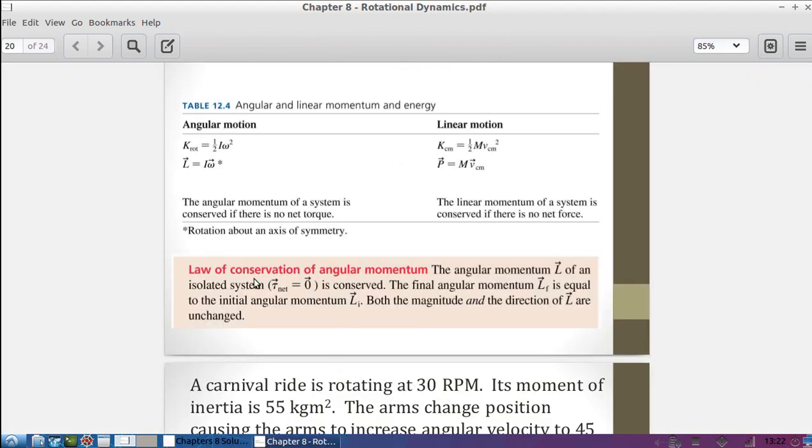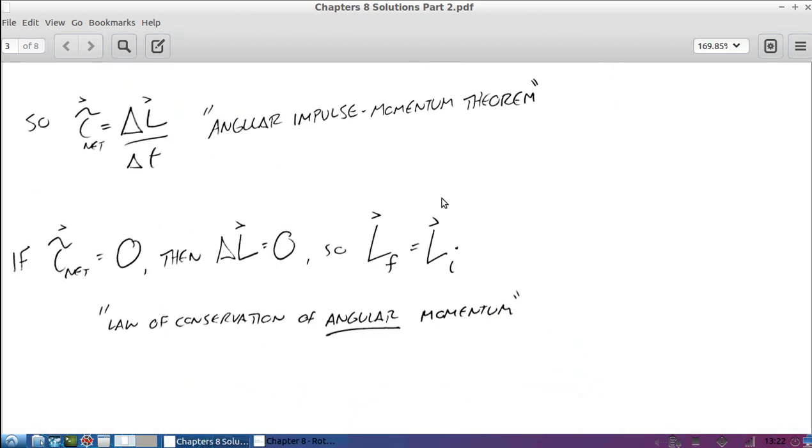If an object's angular momentum isn't changing, that means there's no net torque on the object. Angular momentum is conserved. That means the final angular momentum at some time is equal to the initial angular momentum at some time. Much like we used with collisions, P final is P initial, we have the law of conservation of angular momentum.